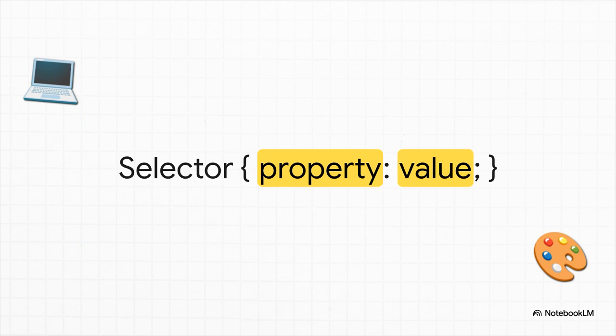This is the core syntax, the basic grammar of CSS. Now, I know it might look a little technical, but trust me, it's just a simple sentence. All it's saying is, hey, selector, I want you to change your property to this specific value. That's really it. That one little structure is the foundation of pretty much all modern web design.